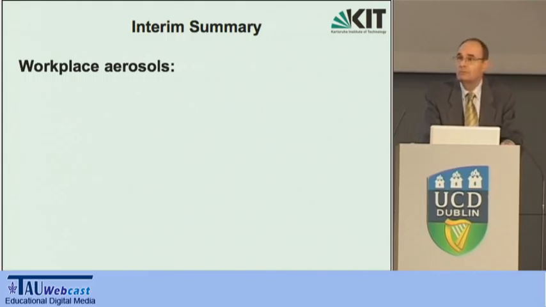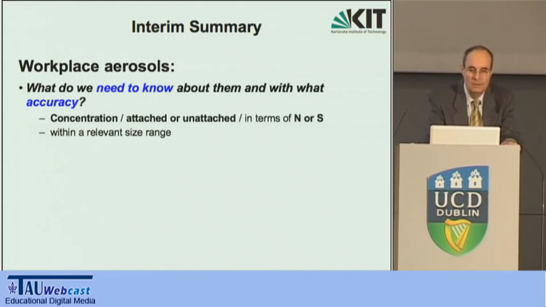So let's draw an interim summary here. What do we need to know? With what accuracy? Well, we do need to know concentration, and we would like to know the concentration attached or unattached in terms of number or surface area. And you can already see that I can only answer this with a partially affirmative response. As long as they're independent, I can see them. As soon as they're attached, I really don't have an immediate and direct measurement technique available for you at the moment. So this is something that needs to be addressed, and it is.